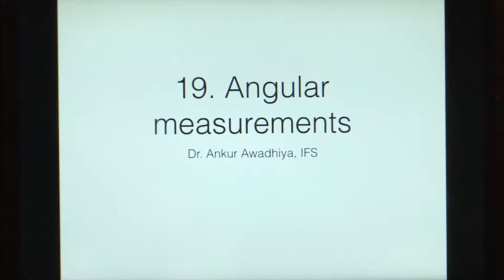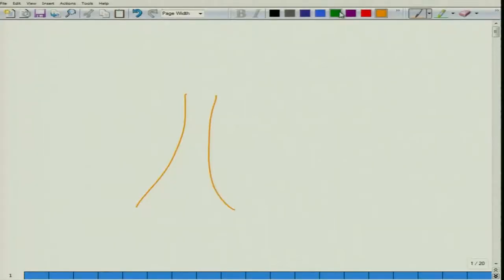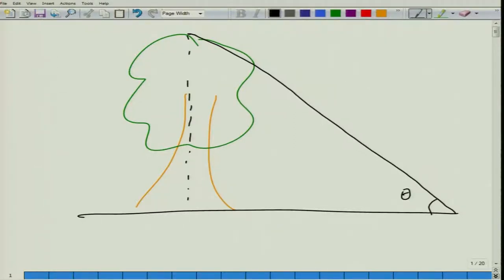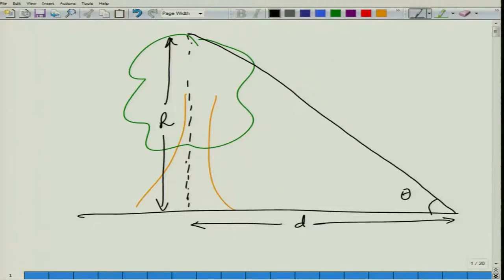So, to recap, if this is our tree, this is the ground level. Suppose you know this angle theta, and suppose you know this distance d, then we can figure out the height h of the tree by using the trigonometric relation h by d is equal to tan theta.